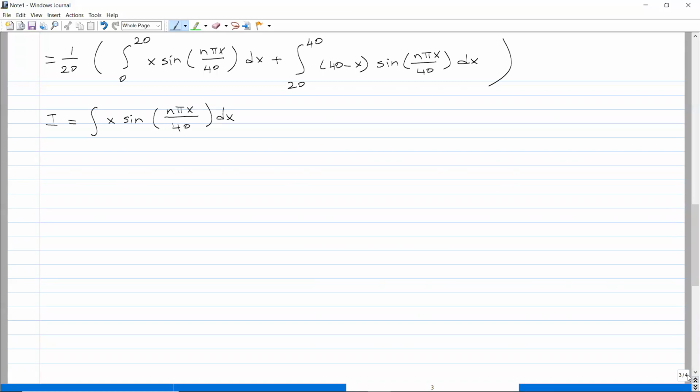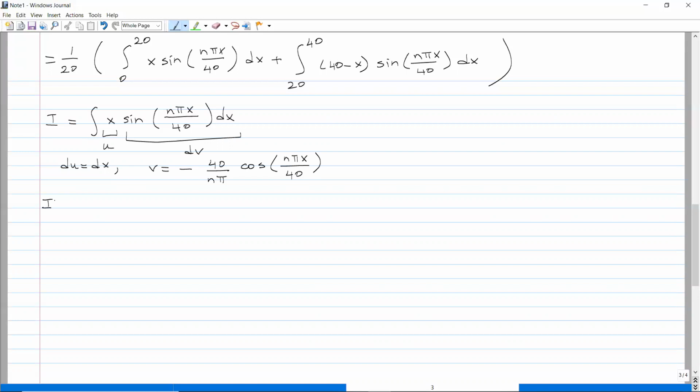Okay, so for this integral, we use integration by parts. We call x as u and the remaining part as dv. So du is dx. And v is the antiderivative, so minus 40 over n pi cosine n pi x over 40. n is a fixed number here now. We are trying to figure out the constant C_n, so we fix an n, an integer, greater than or equal to 1. So n is constant here. We are doing the integration with respect to x.